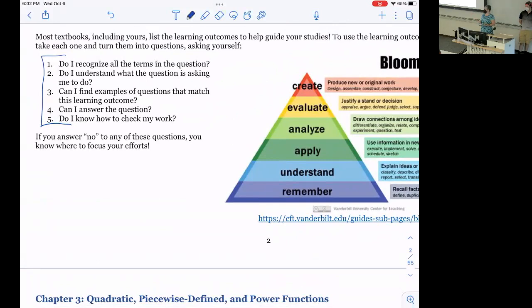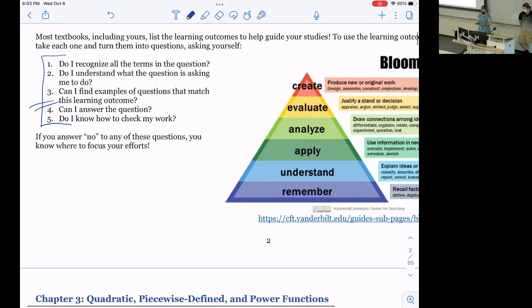Next with those learning outcomes, you want to make sure, do I understand what the question is asking me to do? Can I find examples of questions that match those learning outcomes? That's what I've done. I've gone through each section of your textbook and found example problems I think most closely match that learning outcome, so you can get some practice and maybe start to see some common themes with how they work. Once you get through those first three, can you answer the question? And most importantly, do you know how to go back and check your work? If you're solving for the root of a polynomial, do you know how to plug those roots back in to make sure they really are solutions and they don't give you some imaginary number that's not a real solution?